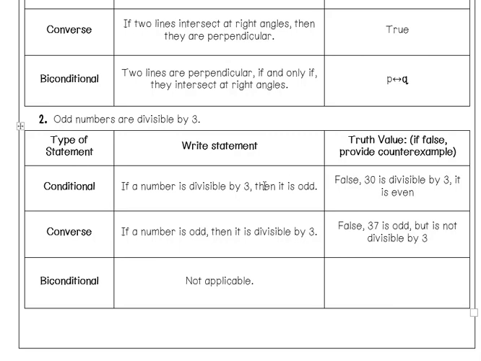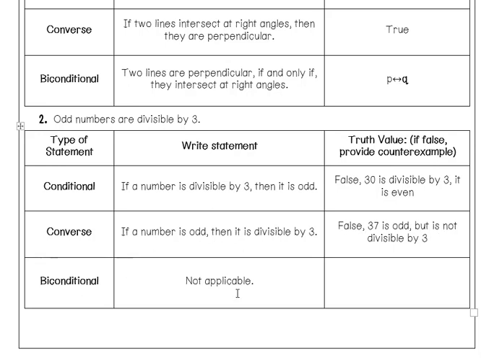So here is what we can get in order to change this to a conditional and a converse. The conditional statement for this would be, if a number is divisible by 3, then it is odd. So because we said that odd numbers are divisible by 3, then we're saying that it would be odd. So this is false because 30 is divisible by 3, and that's an even number. The converse would be, if a number is odd, then it is divisible by 3. So again, this would be false because I can prove 37 is odd, but it's not divisible by 3. So not only was my conditional statement false, but my converse was also false.